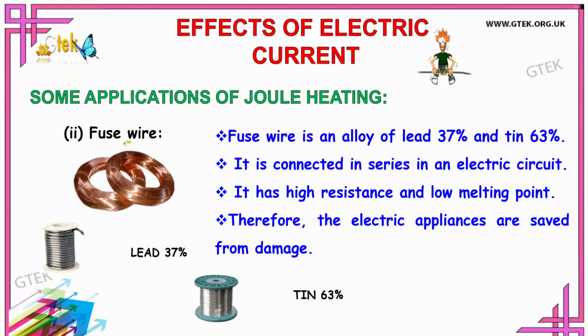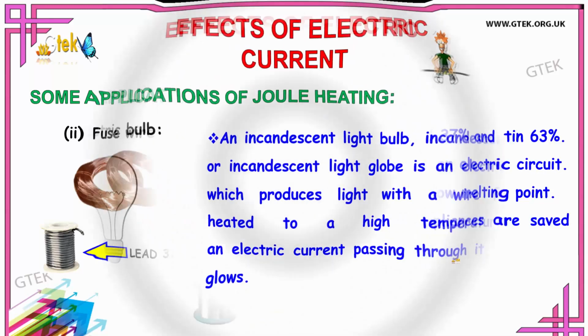Some other applications include fuse wires, made of lead and tin. The fuse wire is an alloy of lead and tin. By combining 37% of lead with 63% of tin, you get the fuse wire. It is connected in series in an electric circuit. It has high resistance and a low melting point. Therefore, electric appliances are saved from damage.